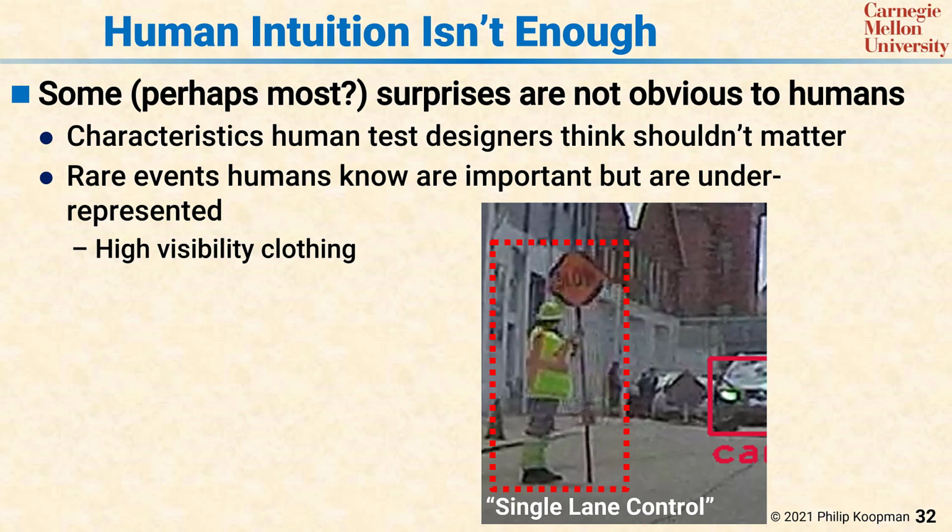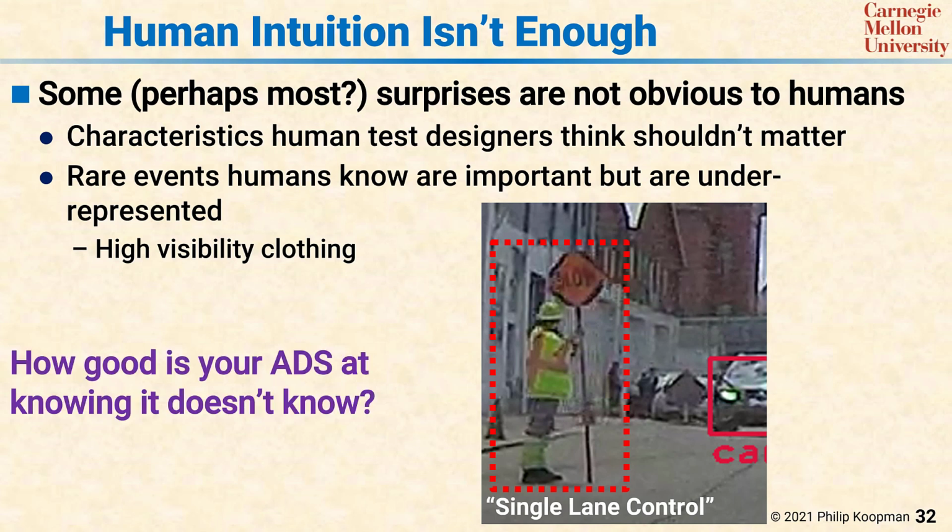Where this ends up is you will always have issues with your perception system, with your ADS, that it doesn't know what to do in some novel situation that is underrepresented in the training data. And the question is, how good is your ADS at knowing that it doesn't know what's going on instead of blindly charging ahead, supremely confident in something that is completely wrong about the outside world?